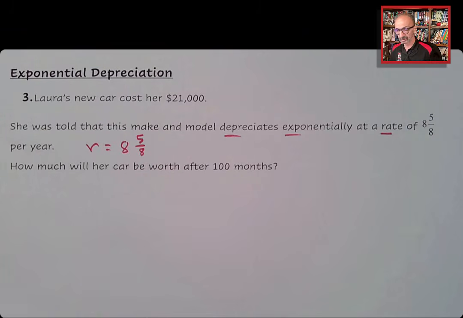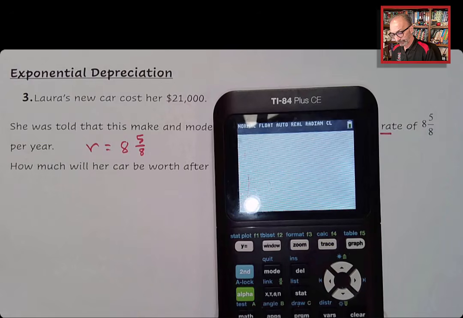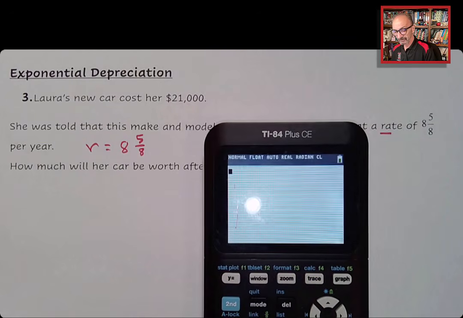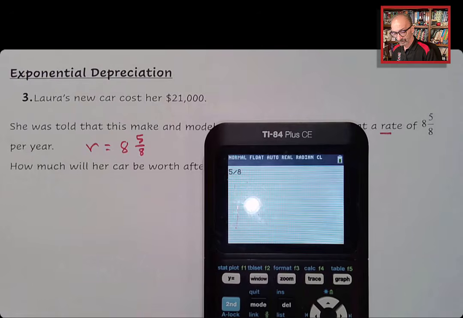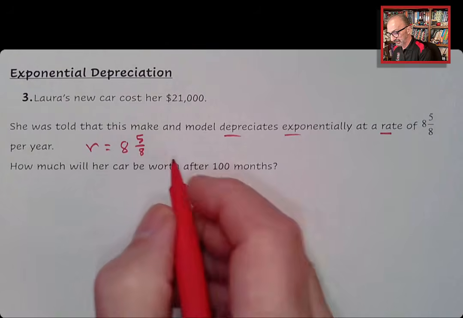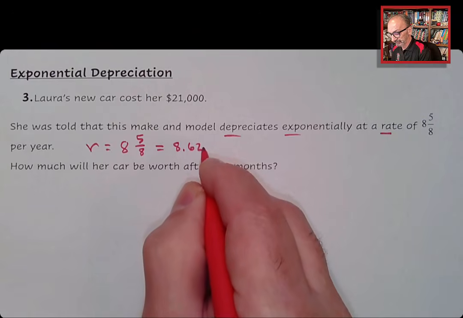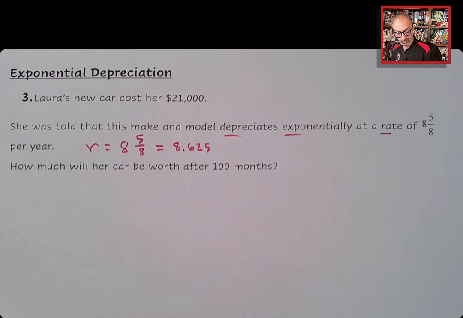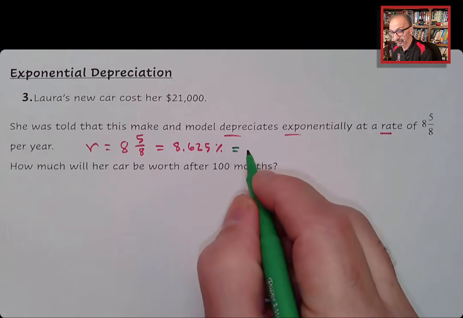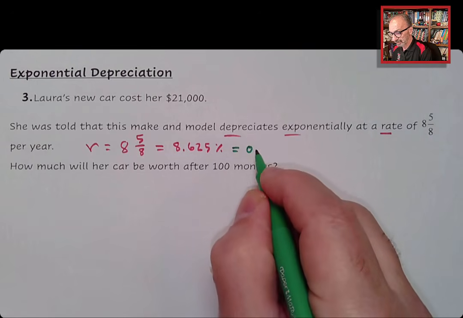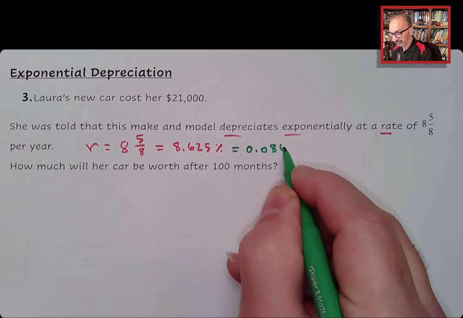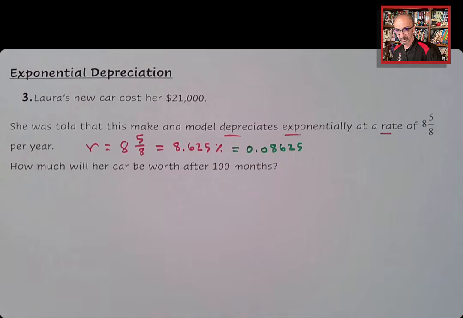How to type this on the calculator? That's one way to do it. I need to change the 5/8 to decimal, which is 0.625. Since it's exact, it's not rounded, I could write this as 8 and 5/8, which is 8.625. To write this percent as a decimal, divide by 100 or move the decimal to the left 2 places, and it becomes 0.08625. That's my depreciation rate.